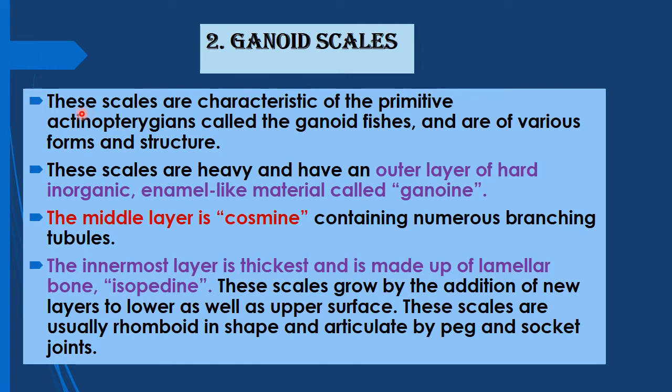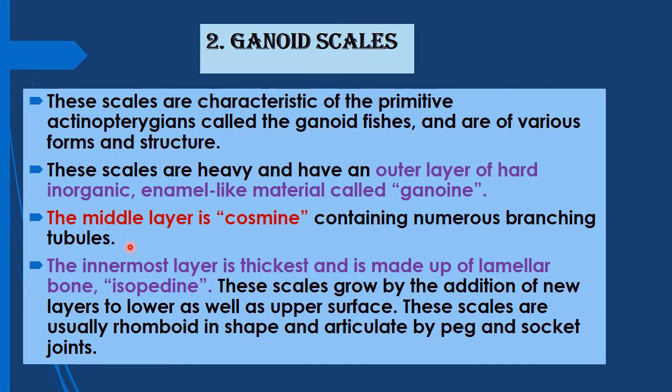So the second one is ganoid scales. These scales are a characteristic feature of primitive actinopterygian fishes. That's why they are called ganoid fishes, and they have various forms and structures. The ganoid scales are heavy and have an outer layer of hard inorganic enamel-like material that is called ganoin. Due to the presence of this ganoin, these scales are called ganoid scales.